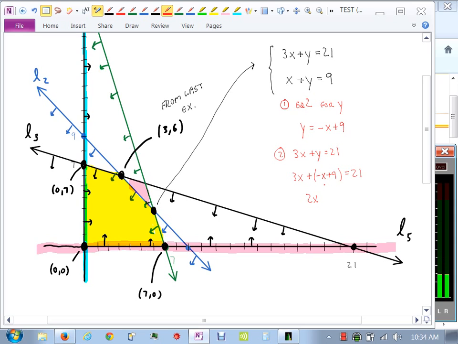Yes, you could do either one. Either one. So x is 6.